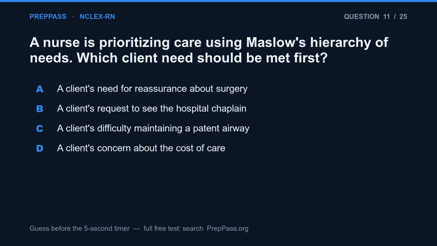Question 11. A nurse is prioritizing care using Maslow's hierarchy of needs. Which client need should be met first? A. A client's need for reassurance about surgery. B. A client's request to see the hospital chaplain. C. A client's difficulty maintaining a patent airway. D. A client's concern about the cost of care.